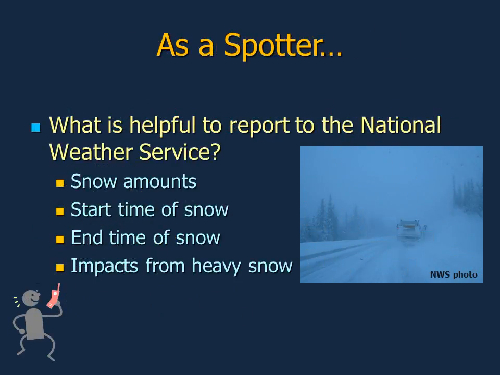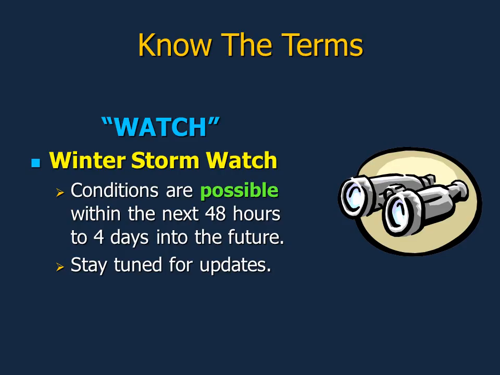Now that you've learned a bit about winter weather in Utah and Colorado, let's talk about your role as a spotter. You as a spotter fill in details that we can't see on our mini computer monitors, which is the ground truth. The most helpful information on winter storms is the following: snow amounts, the start time of snowfall, the end time of snowfall, and what, if any, impacts the snow is causing.